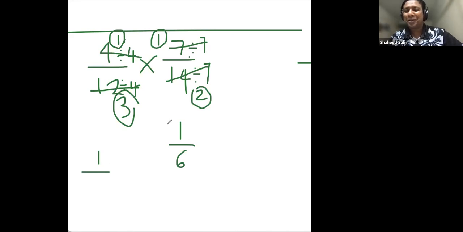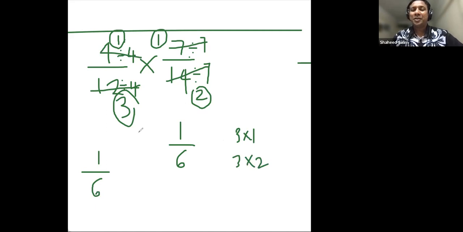3 times 2 is what? 3 times 2. You put 1 over 5. 3 times 2 is 6, what? 3 times 1 is 3, correct or not? 3 times 2 is 6, right? So it's 1 over 6 lah. Yours is 1 over 5. 1 over 5 means you take 3 plus 2 lah, I think. Okay, so we do one. So now we move on to the next one.